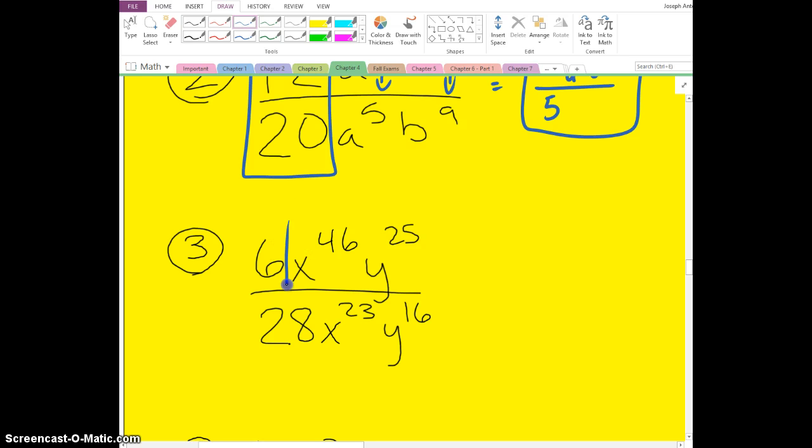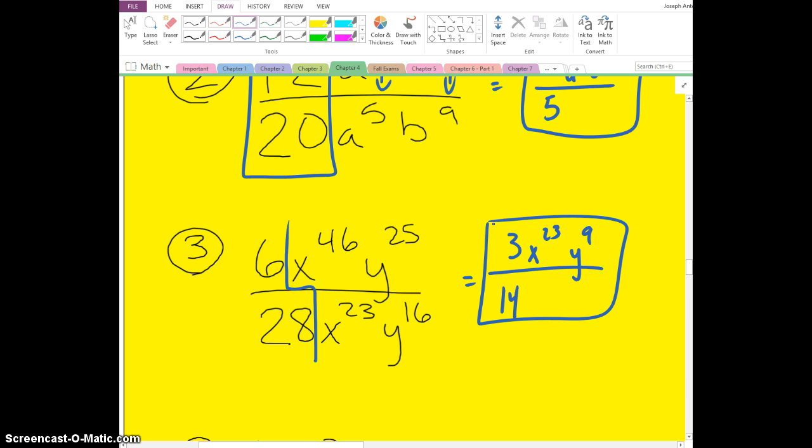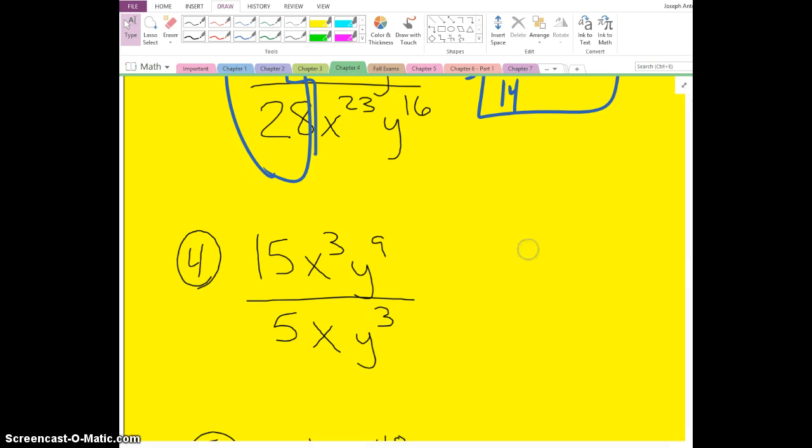Here again, you could separate the 6 and the 28 and say, oh, divided by 2 is 3, divided by 2 is 14, 46 minus 23 is x to the 23rd, 25 minus 16 will be y to the 9th. Again, we treat the coefficients right here as simply fractions. A couple more examples and we're done.